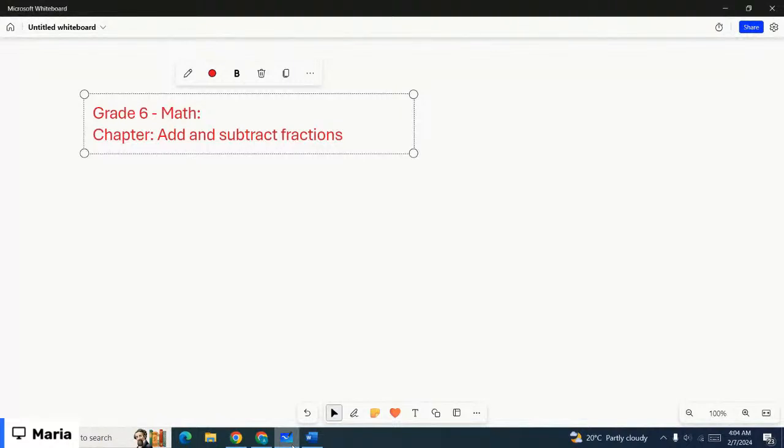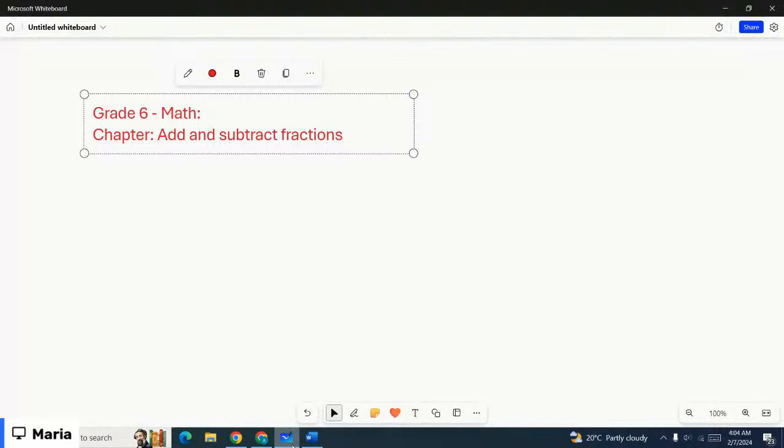We are here for grade 6 math. You can find all the lessons on AIStudents.com. You have to log in there using your email address and the password provided by the administrator. Then you have to select math from the subject tab.